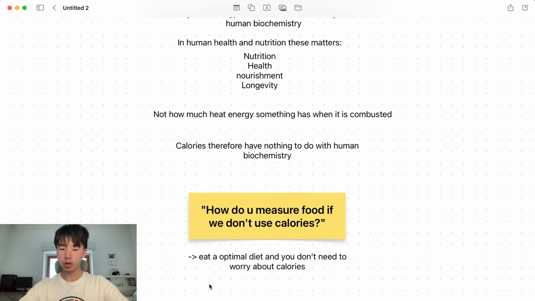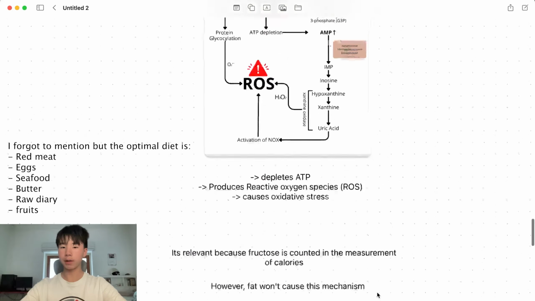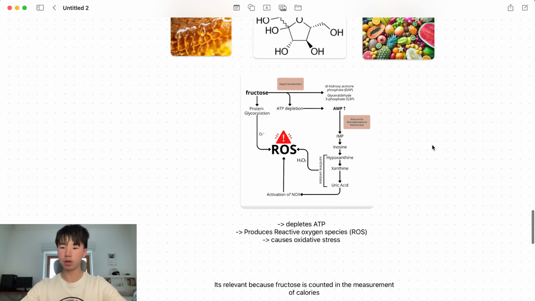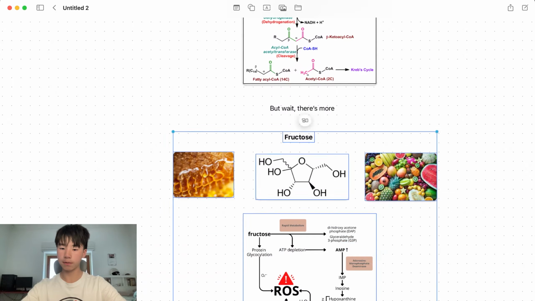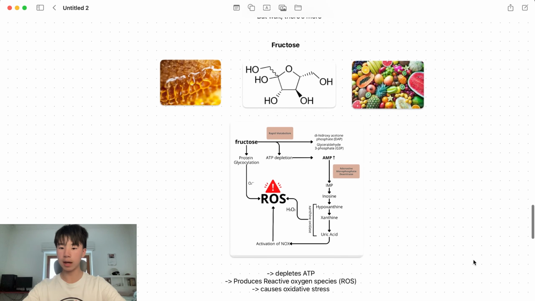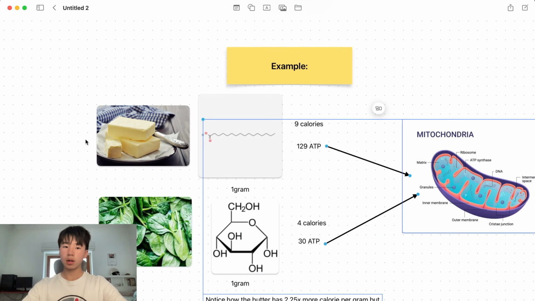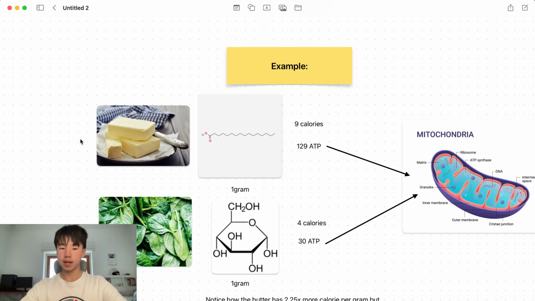What do you do if you don't use calories to measure food? My answer is to eat an optimal diet and you won't have to worry about calories at all. Because if you eat the optimal diet, the mechanism of fructose is a non-issue, because you eat high fat, low sugar. My diet is high fat and high protein, which goes well together. The same goes for high carbs and high protein. You kind of have to choose one.